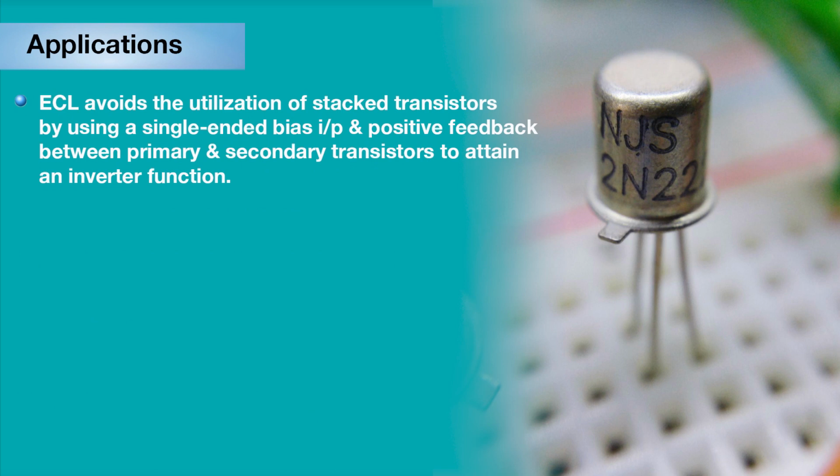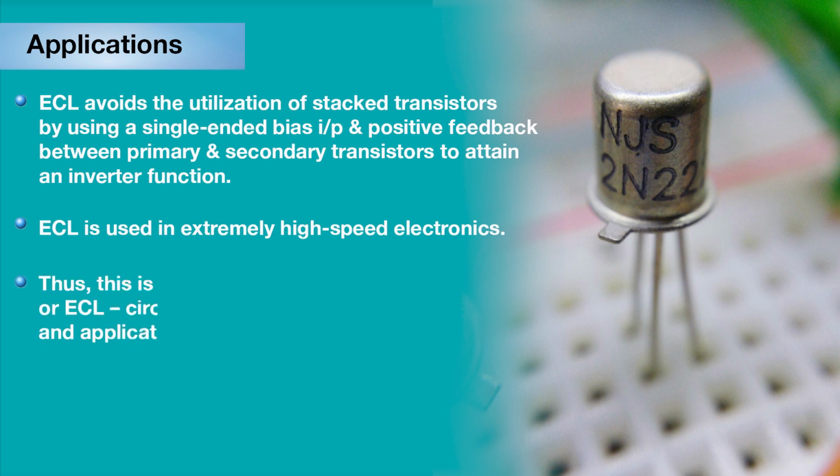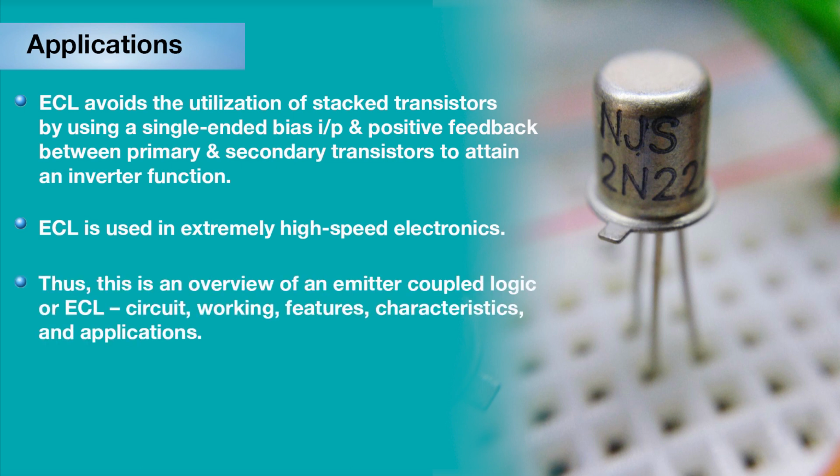360/91. ECL avoids the utilization of saturated transistors by using a single ended base input, with positive feedback between primary and secondary transistors, so it attains an inverter function. ECL is used in extremely high speed electronics. Thus, an overview of emitter coupled logic or ECL circuit, working, features, characteristics and applications.